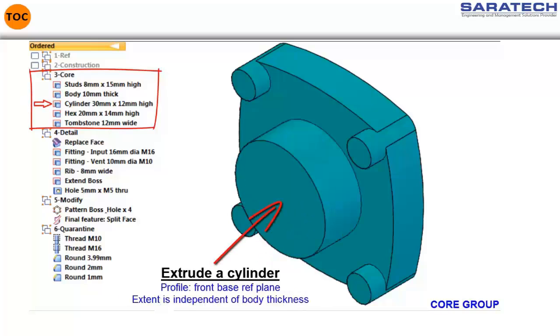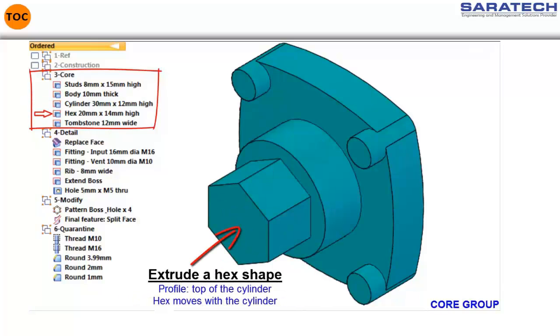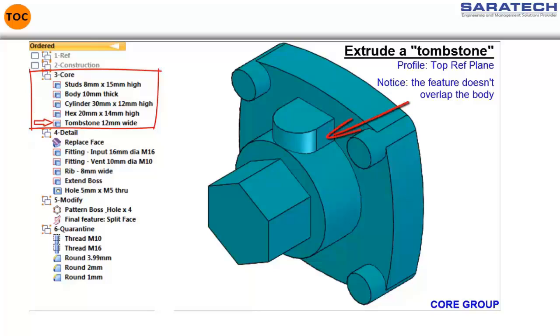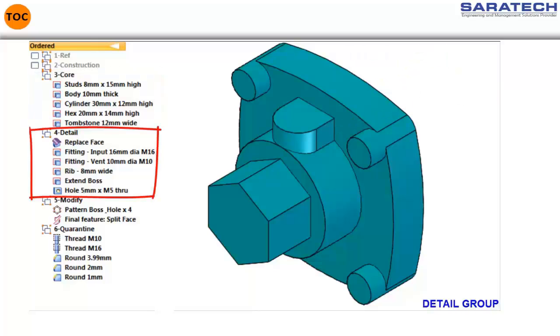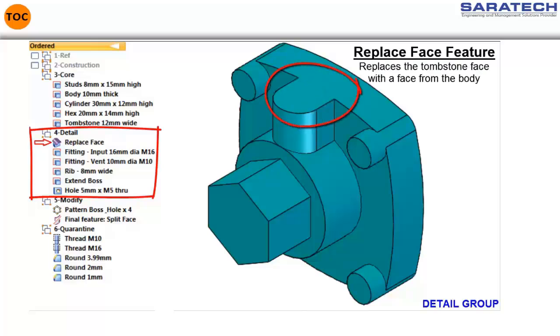Note that as we build these next features, any parent-child relationships are purposeful and functional. Now that the basic structure has been determined, let's add the detail features. These features will be children of the core features, but never of each other. Replace face is a powerful and often underutilized tool.